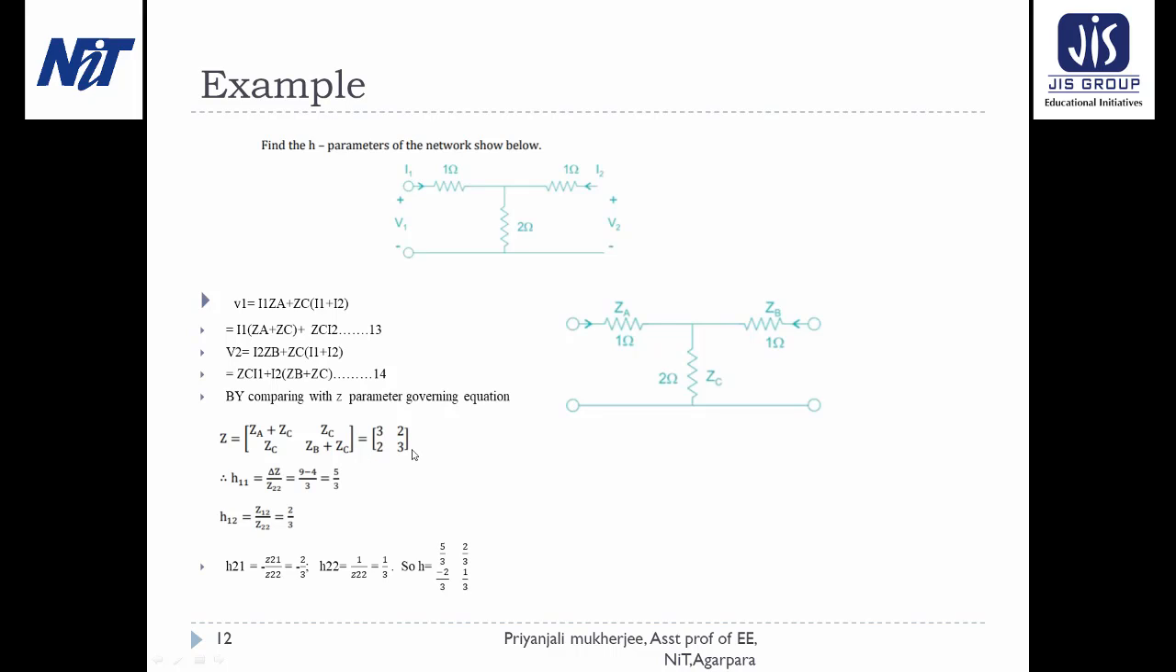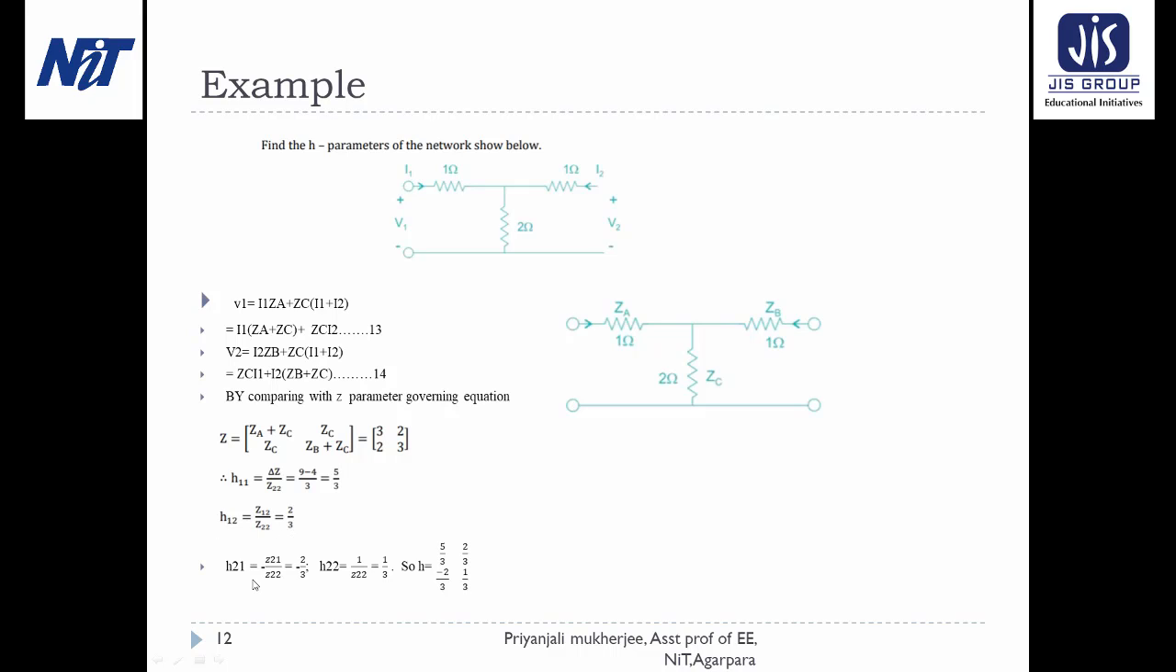Next, we need to find out the H parameters. And from the previous table, we can say that H11 is delta Z by Z22. Now, delta Z is the determinant of this Z. So its determinant becomes 3 into 3, that is 9, minus 2 into 2, 4, that becomes 5, divided by Z22. And Z22 is ZB plus ZC, that is equal to 3. So H11 is 5 by 3. For H12, the formula becomes Z12 by Z22. Now Z12 is 2 divided by Z22, which is 3. So H12 becomes 2 by 3.